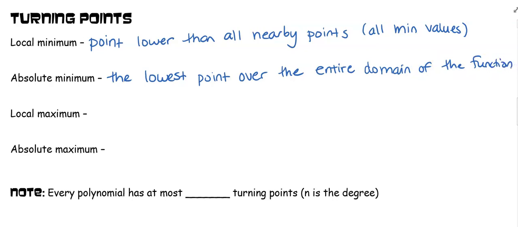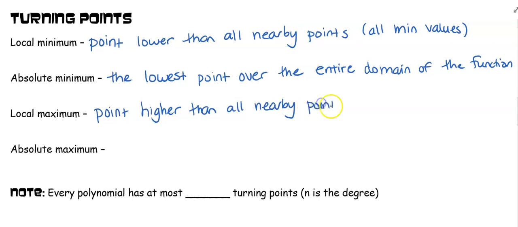So that means that there's no point on that graph that is lower than that point. Local max. Maximum means that we have a point higher than all nearby points. And again, here we're going to include all maximum values.